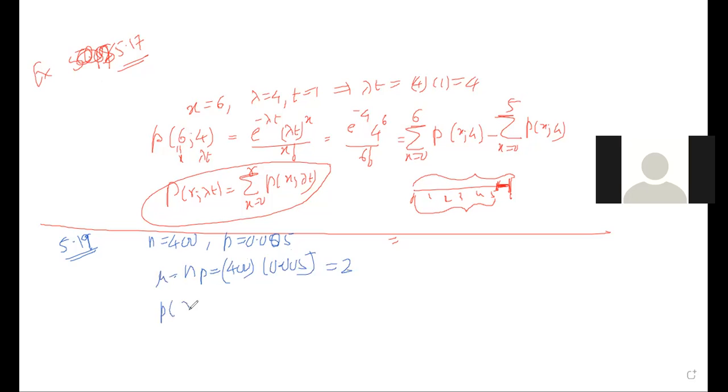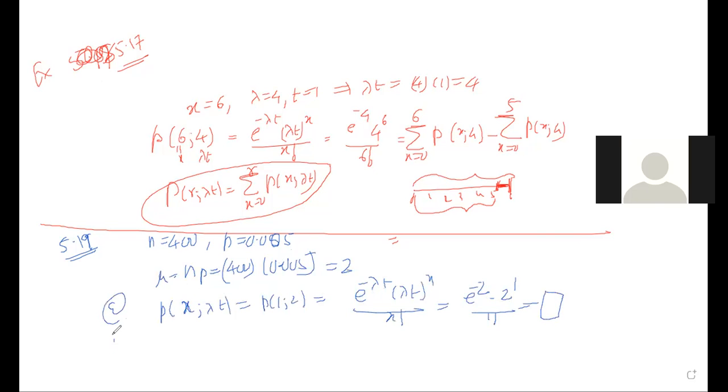So the probability of X equal to 1 is equal to e to the power negative lambda t, and lambda t to the power x divided by x factorial, and that is equal to e to the power negative 2 and 2 to the power 1 divided by 1 factorial. Just use your calculator and you get the answer. That is your first part.